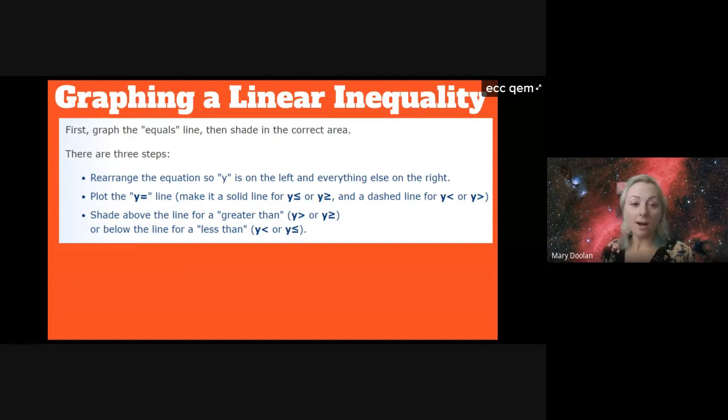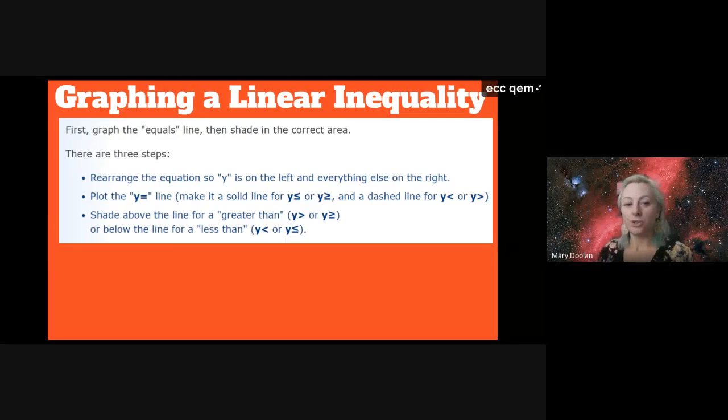Step 2, plot the y equals line, all right? Sometimes that line will be solid and sometimes it will have dashes. You can make a solid line if you're doing this by hand and then go back and erase to make the dashes if you need them there.